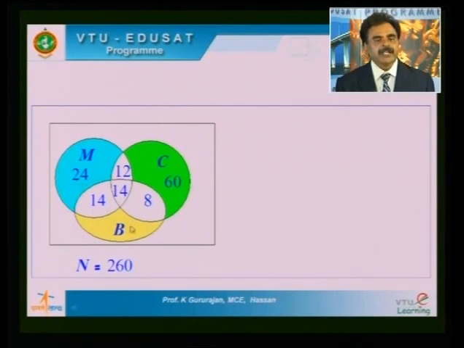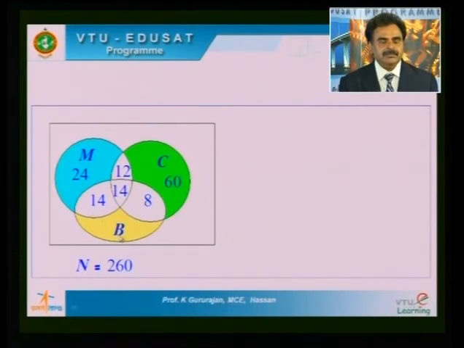Similarly, totally 94 students have studied computer science. Of the 94, I have written 12, 14 and 8 here. So this is to be deducted from 94. So 26 plus 8 is 34, and if we deduct it from 94, I will get this number as 60.